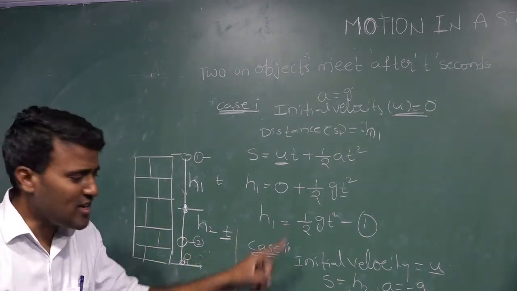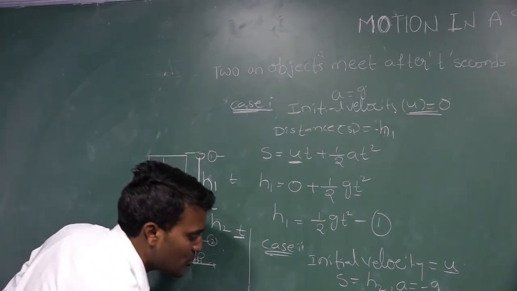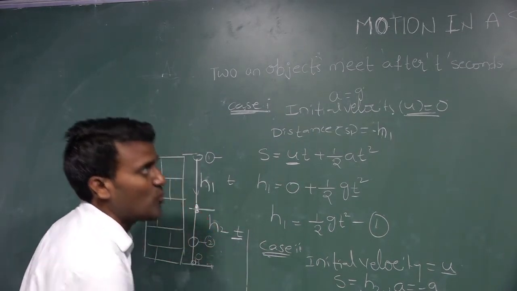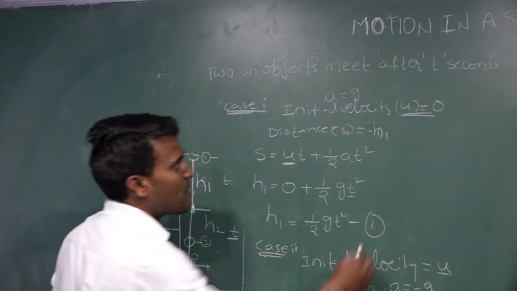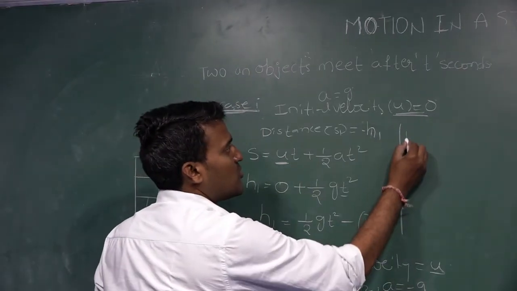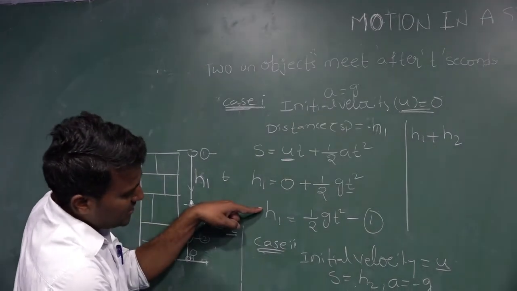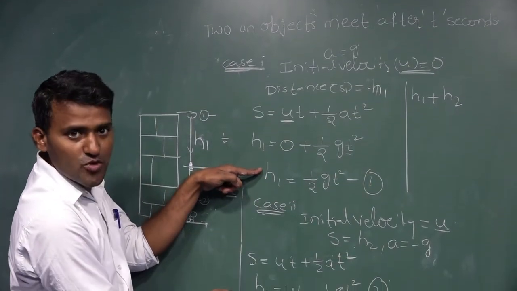Add equation 1 and equation 2. I am writing h1, equation 1 plus equation 2. If I take h1 plus h2, these two are on the LHS side, h1 is on the LHS and h2 is on the LHS.